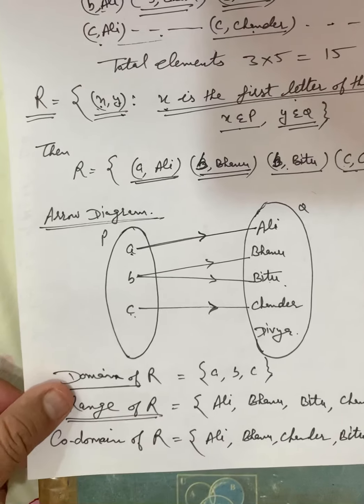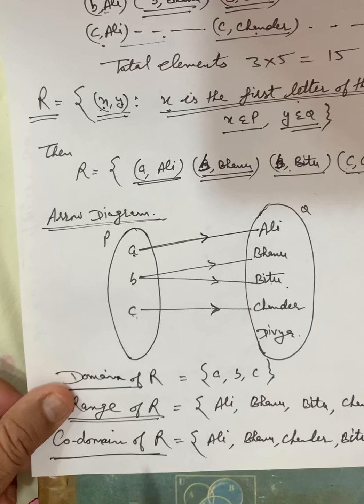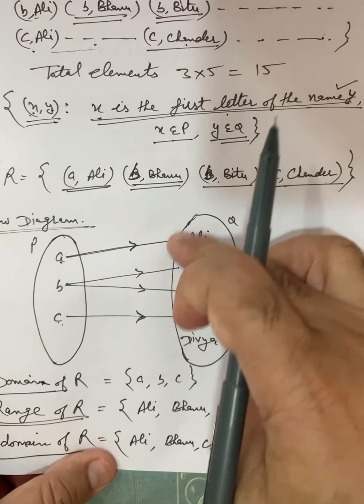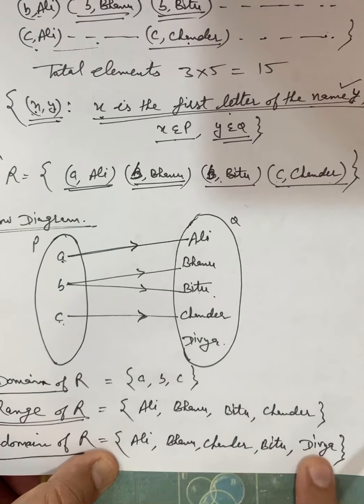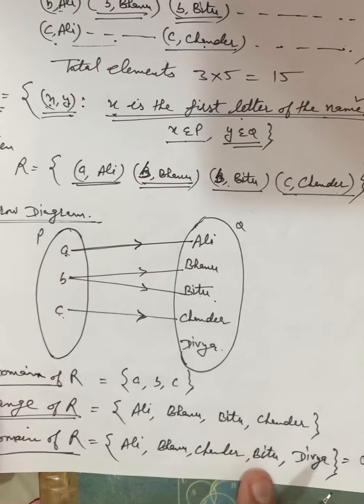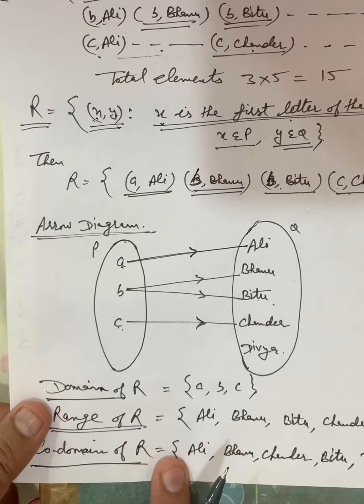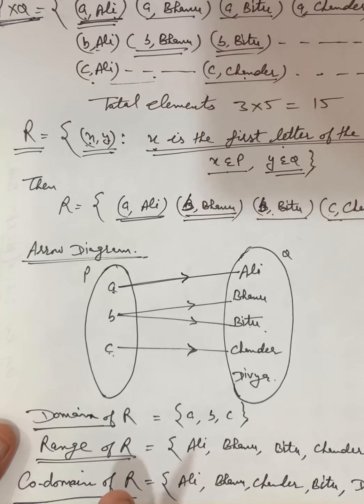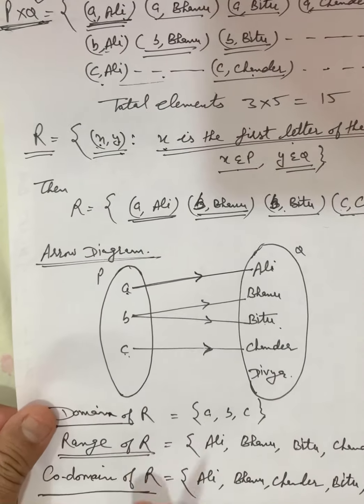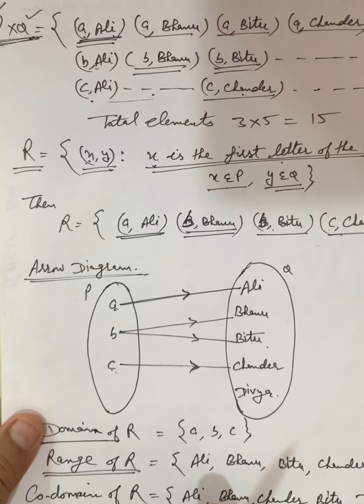And codomain of the relation: the second set will be the codomain. All the five elements, the second set Q, we can say Q will be the codomain of this relation R. You should be clear: relation, then domain, range and codomain. Now I am taking another example.